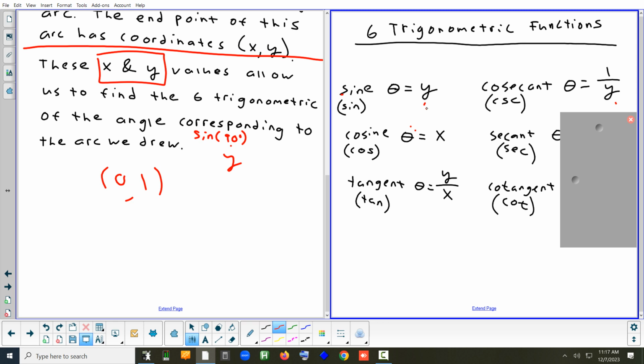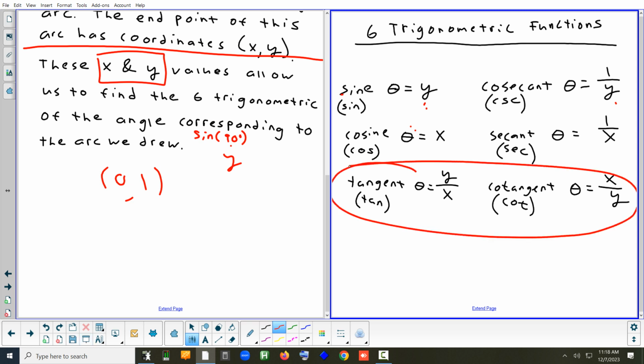Cosine is the reciprocal of secant. So what do you think the formula for secant is? Yeah, 1 over x. And the formula for cotangent? Yeah, x over y. So those are the 6 trig functions on a unit circle. Now, you don't really need to know this, but these two actually stay the same on any size circle. If you did a circle with a radius of 20, you could still use those two formulas. But you couldn't use these. We might talk about that later on, but not right now.